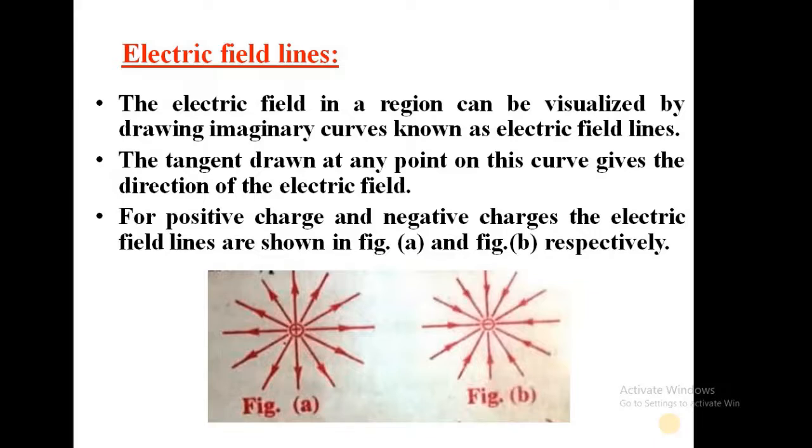Figure A and figure B represent the patterns of electric lines of force which are formed by the positive charge and negative charge. By observing figure A, the electric lines of force diverge out from the positive charge and converge into the negative charge.